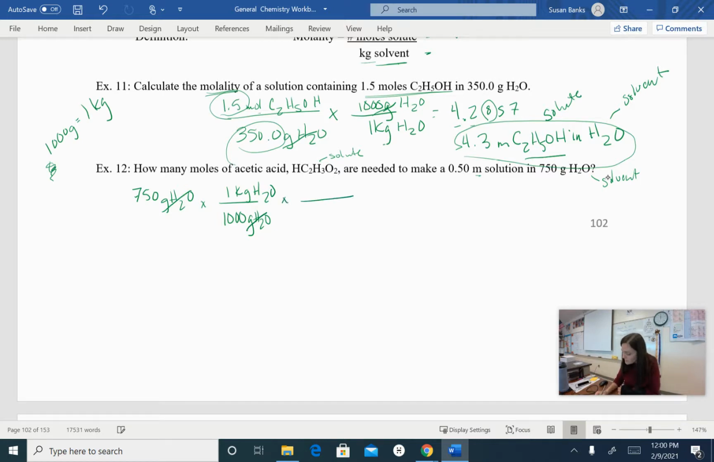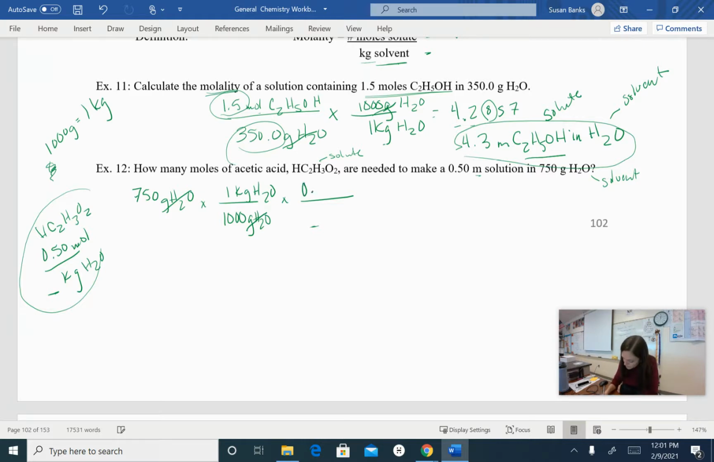Now this molality actually gives me a ratio. It gives me 0.50 moles per kilogram. And the moles are of acetic acid, HC2H3O2, and kilogram of water. Can I use this ratio to cancel out my kilograms of water? I sure can. If I put this kilogram of water on the bottom over here, it will cancel out the kilograms of water that I have on top.